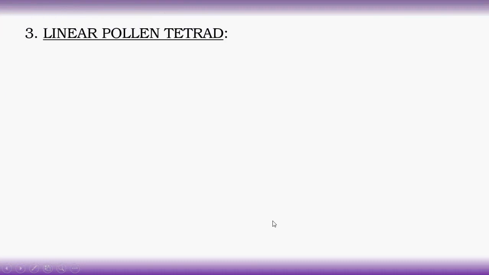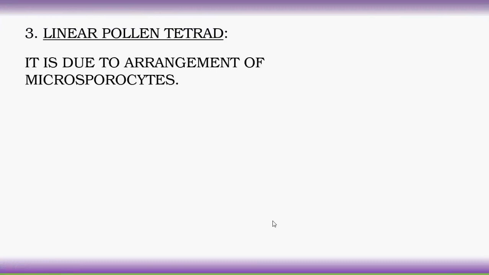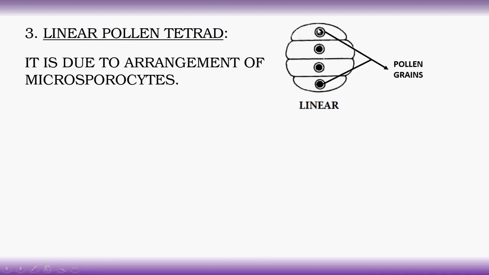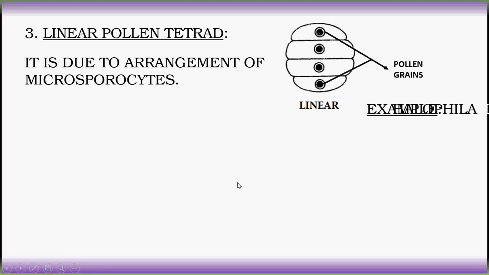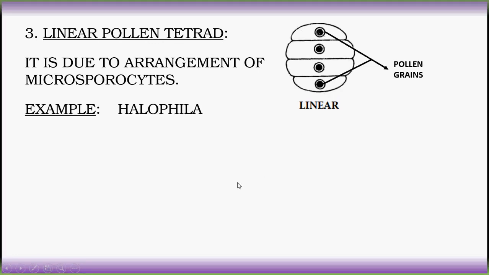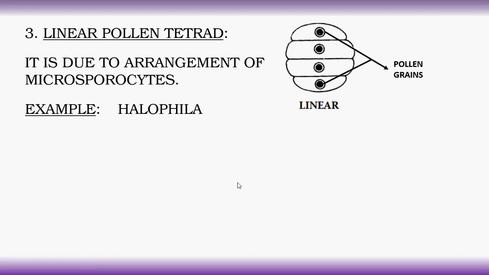Linear pollen tetrad. It is due to the arrangement of microsporocytes. In a tetrad, the pollen grains are arranged linearly. This we can find in Halophila.